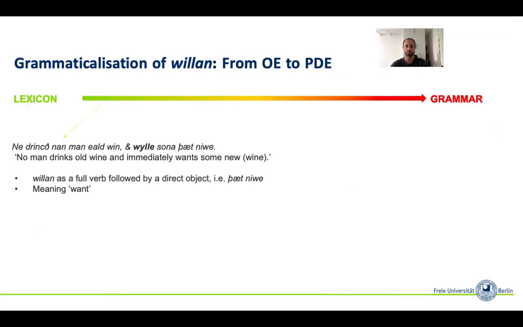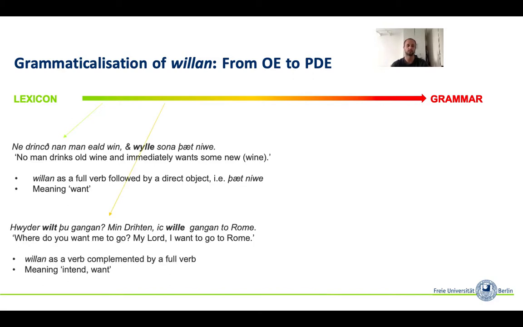So what have we seen? If we take a look at the grammaticalization of the verb willan from Old English to present-day English, basically. So we see in the early phases something like "nedrin snaman eld win and wheeler sonor that newer wants some new," right? So willan is in Old English used as a full verb with a direct object, and the meaning is want, right? Expressing wishes. Then later on, we get sentences such as "ich will gangen to Rome." I want to go to Rome.